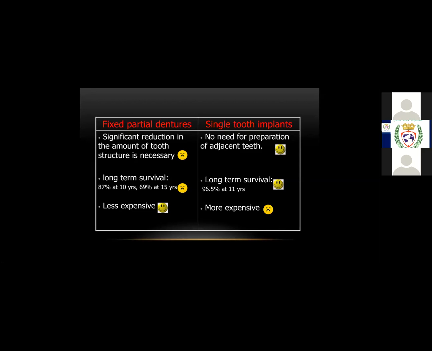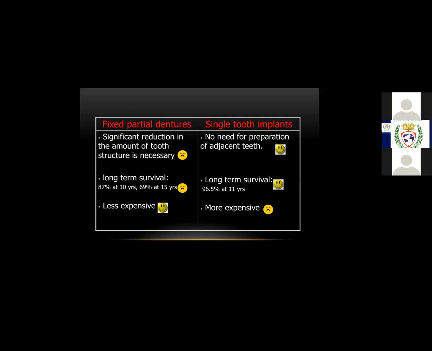And long-term survival, we just saw in the literature. With the fixed partial denture, it's around 87% at 10 years and 69% at 15 years, whereas the long-term survival with single tooth implants is more than 95% at more than 10 years. The only disadvantage with implants is that they're more expensive compared to the fixed partial denture.